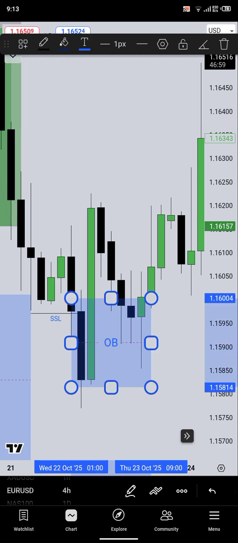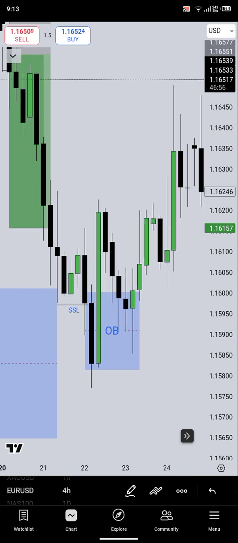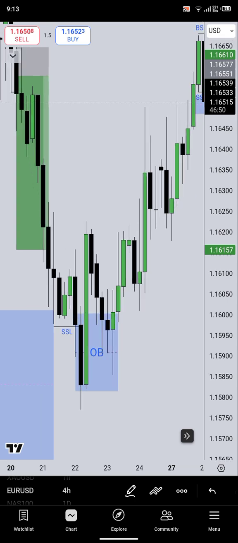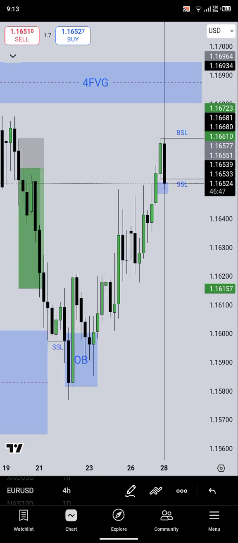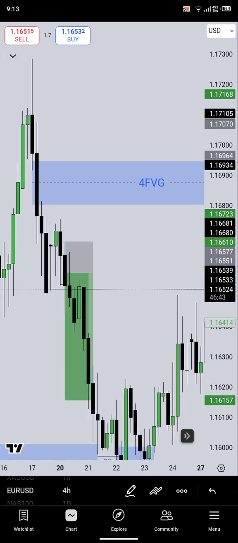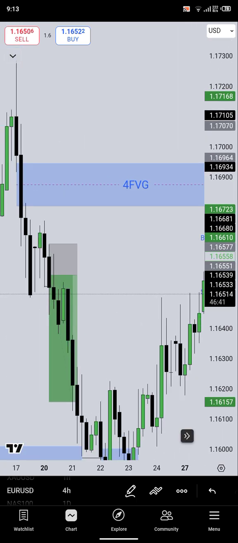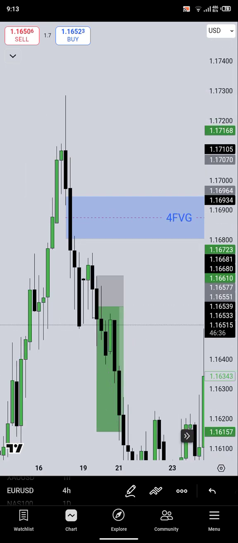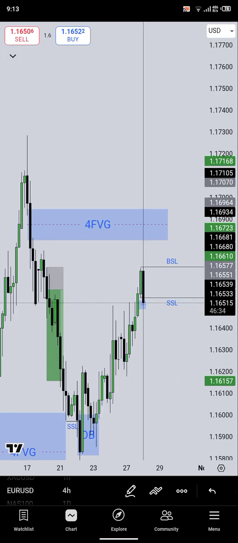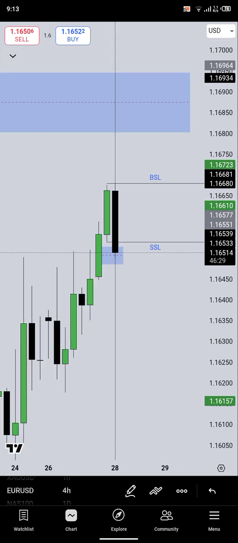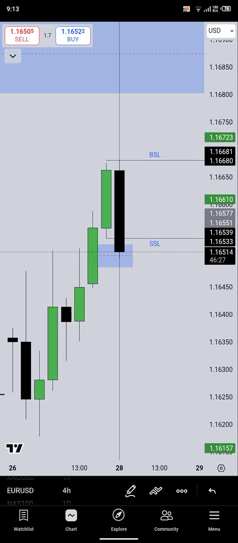So price came back down, entered into the fair value gap. We can see first candle, second, third, fourth, even fifth, before price pushed to the upside. Above here we have a 4 hours fair value gap which might be acting as a draw to pull price to the upside.